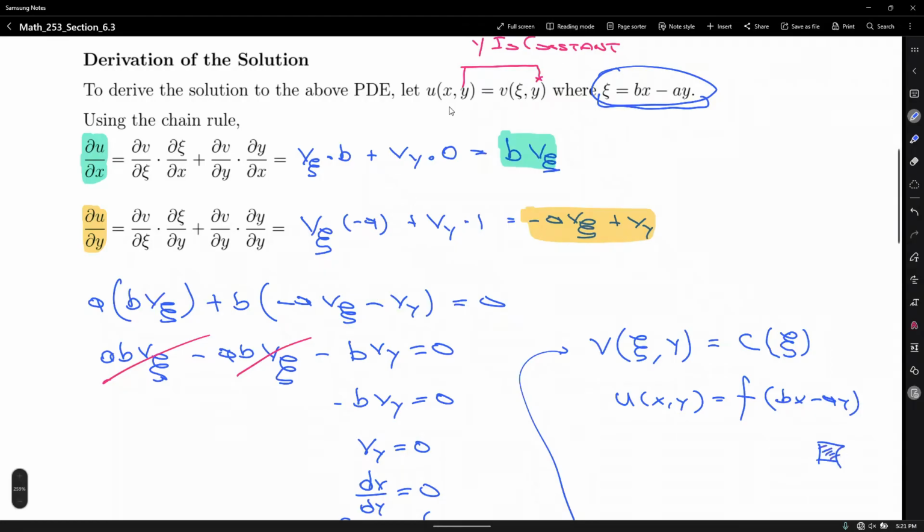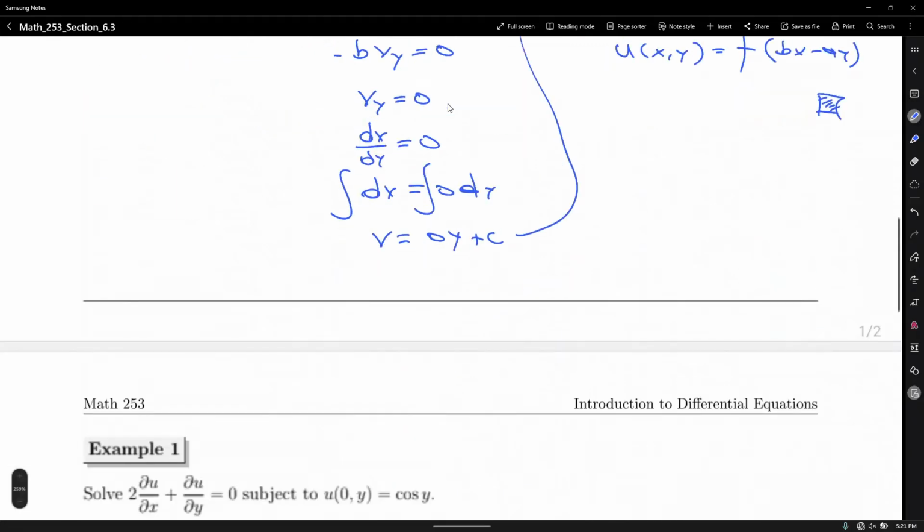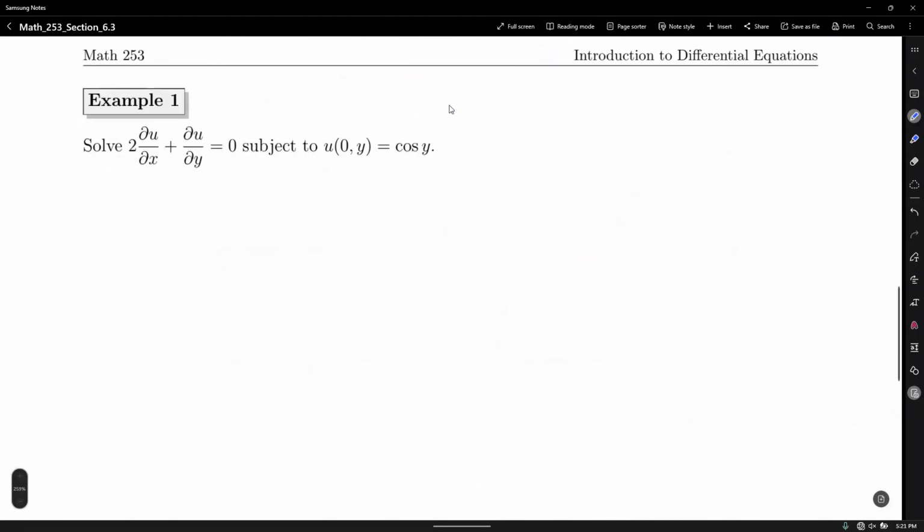Okay, how do we solve some examples here? We're going to do a couple of examples. So solving the equation 2 times the partial of u with respect to x equals the partial of u with respect to y, let that be equal to 0, subject to the condition u of 0, y equals cosine of y. Then I will also show you the graphic representation of this, which is a pretty cool thing to see, right?